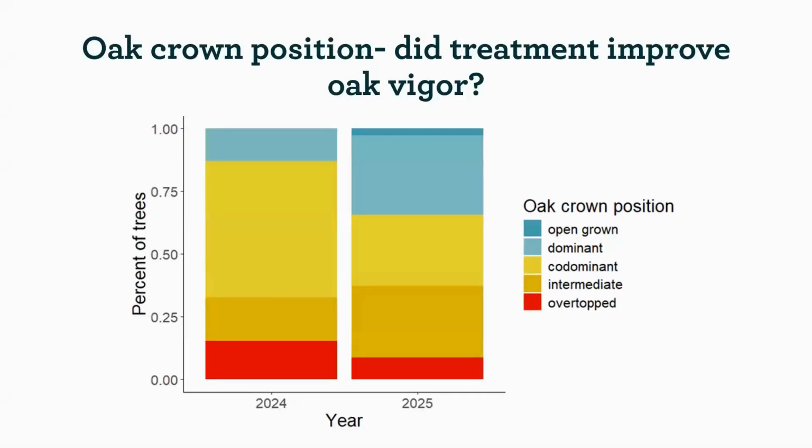While there are fewer oak trees present post-treatment, the change in crown position we see here suggests the oak trees remaining after treatment had more light. So 6 trees were classified as dominant in 2024 and none as open grown. And then in 2025, which is post-treatment, 11 trees were classified as dominant and 1 as open grown.